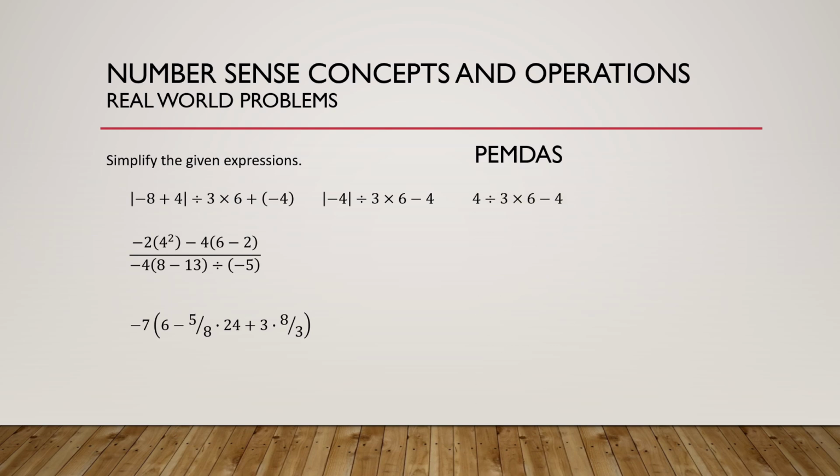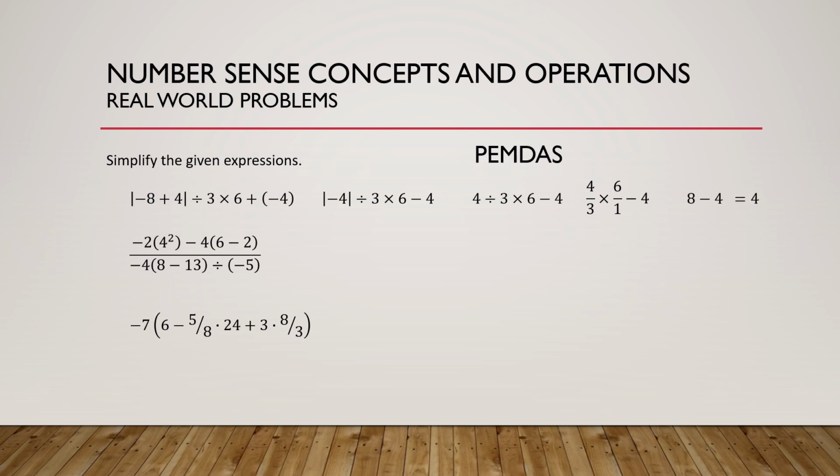Next, we do the multiplication and division operations in order. 4 divided by 3 can be rewritten as 4 over 3. Multiply this fraction times 6 over 1 results in 24 over 3, which simplifies to 8. Finally, 8 minus 4 is 4.